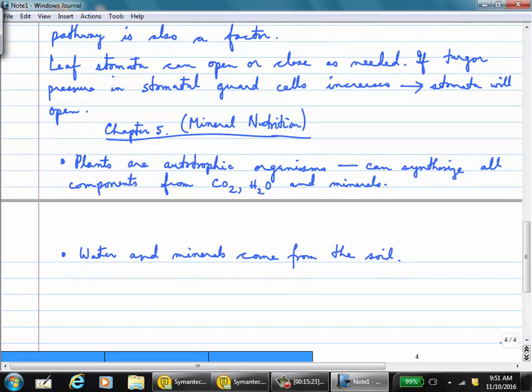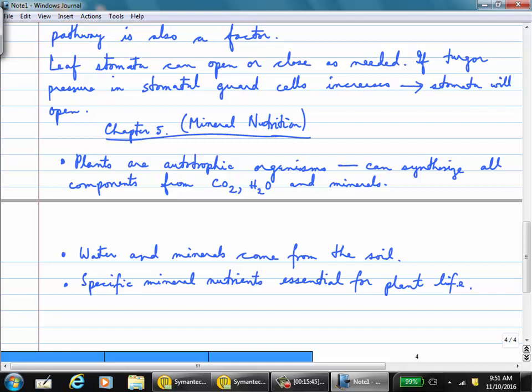So there are many mineral nutrients that are essential for plant life, and I'm just listing a few of them. For example, nitrogen, phosphorus, potassium, and so on.